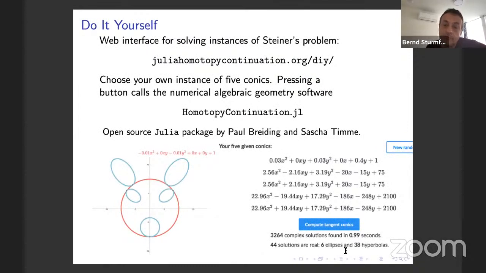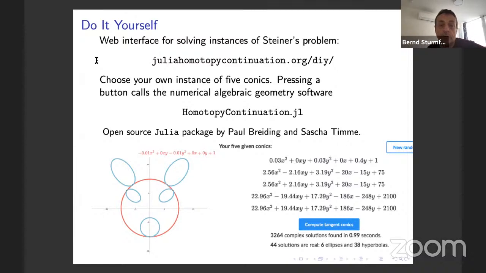Now, 40 minutes ago, I suggested that you start trying to do this yourself. So you do not need to download any software. All you need is an internet connection, and you can go to this website that Diane put into the chat, Julia Homotopy Continuation org, DIY, do it yourself. And that's a web interface where you can find the solution.